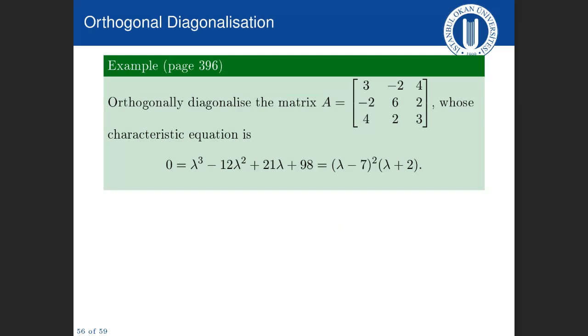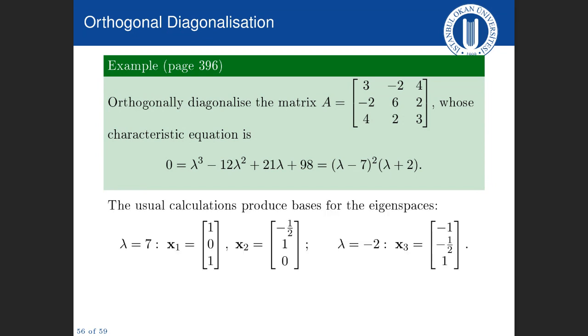I'm going to do one more example. Orthogonally diagonalize the matrix A. And this time we're told the characteristic equation is 0 equals lambda minus 7 squared, lambda plus 2. That'll save us a little bit of work. Step one, find a basis for each eigenspace. I'm skipping that calculation this time. Please check this for me.